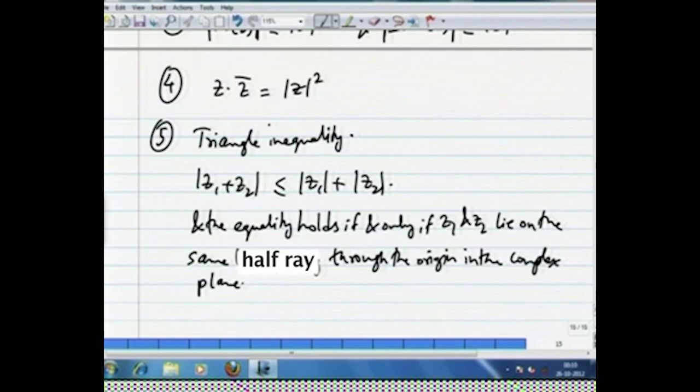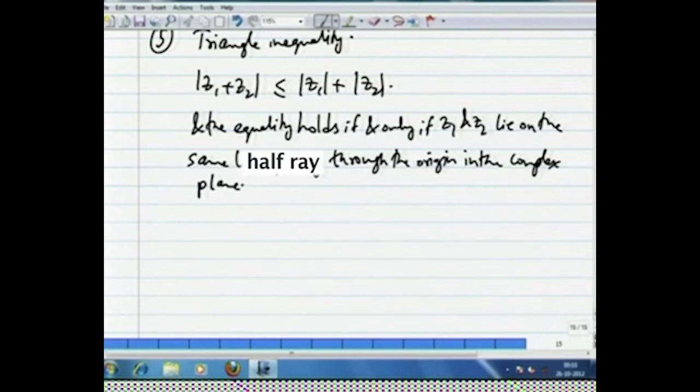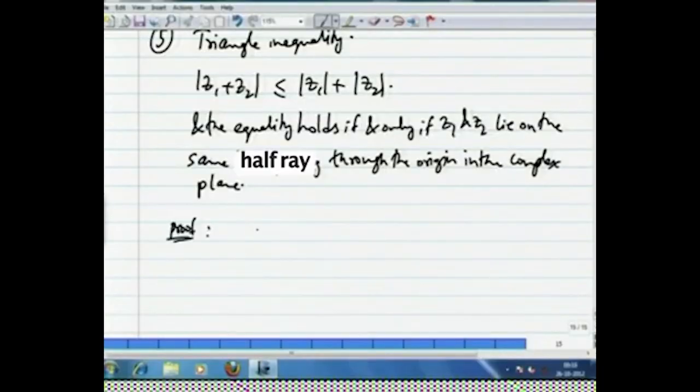In terms of the argument, this says that the arguments of z 1 and z 2 differ by an integral multiple of 2 pi. So, only then the equality holds, if and only if the argument of z 1 and z 2 differ by 2 n pi. So, a proof of this fact is easy. I will only prove the inequality, and the equality part I will leave as an exercise to the viewer.